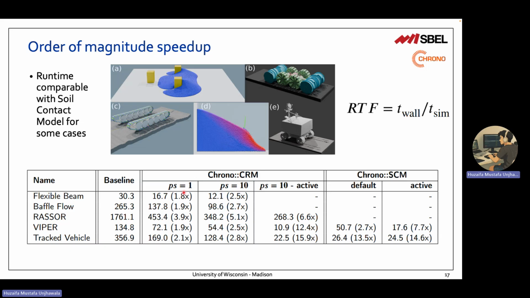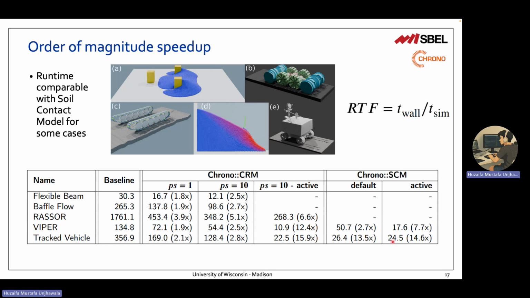So if you use no assumptions, so no active boxes and you do neighbor search every time step, you still get some speed ups because of some other optimizations, but they are limited to like 2x, 3x. But if you do neighbor search less often, you can get another, not an order of magnitude, but half an order of magnitude of speed up. Then when you use active boxes, you can get like an order of magnitude speed up. So for the track vehicle, you can see that it was 356.9 RTF, which means to simulate 1 second, you need 6 minutes. But now you can do that in like half a minute.